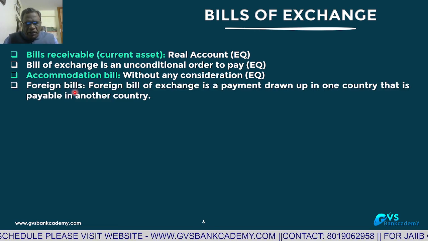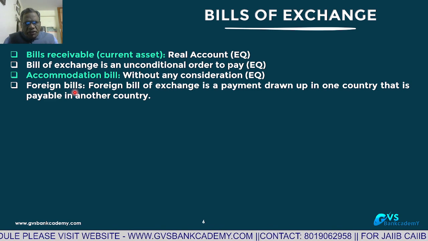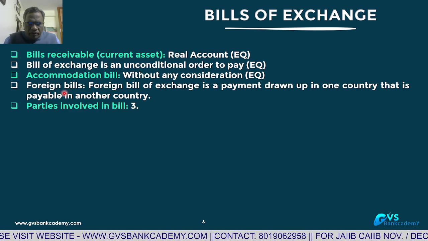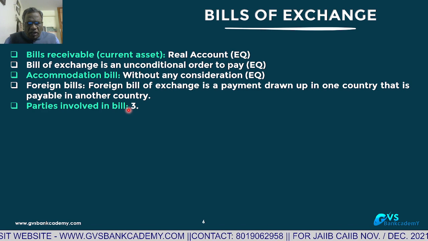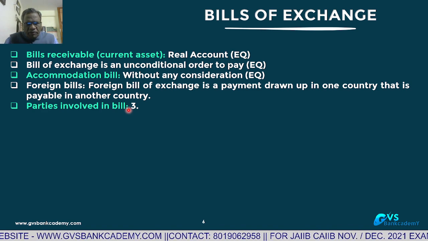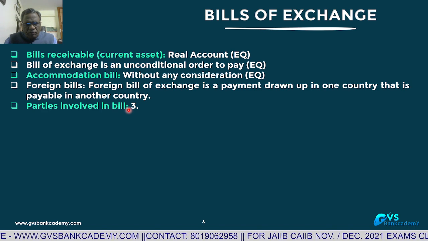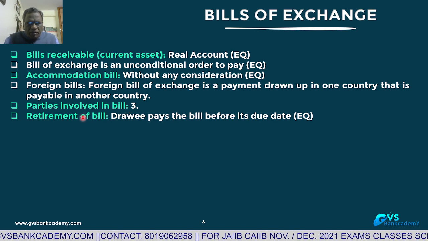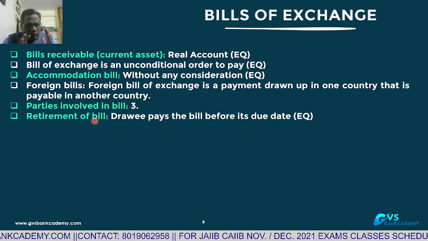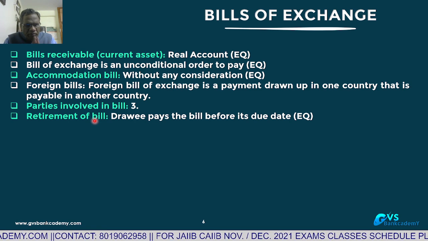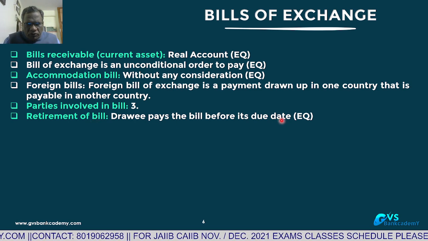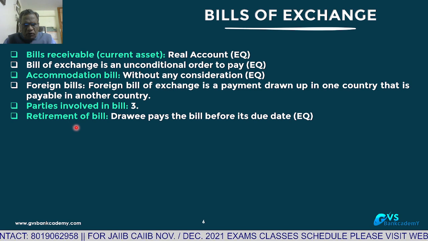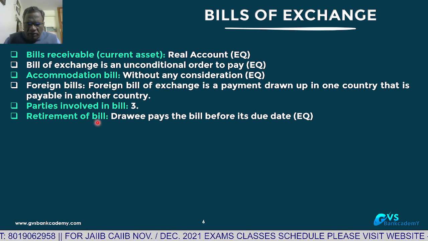Foreign bills: drawn in India, payable outside India, or drawn outside India, payable in India. That is called foreign bills. Parties involved in a bill, 3 parties: drawer, drawee, payee. Drawer, maker of the bill; drawee, buyer of the goods; payee, beneficiary. That is the parties involved. Retirement of a bill. Retirement means when the drawee is making the payment under the bill before its due date. That is called retirement of bill.